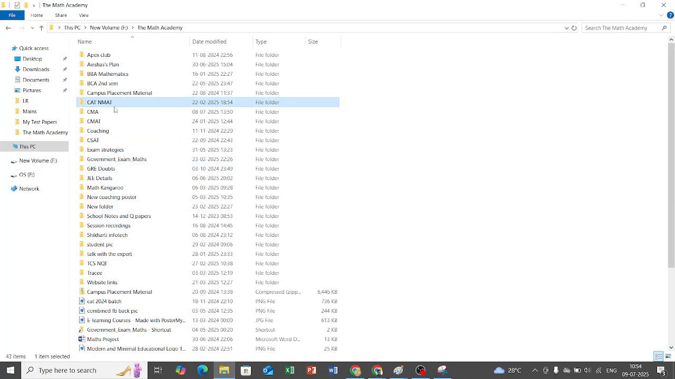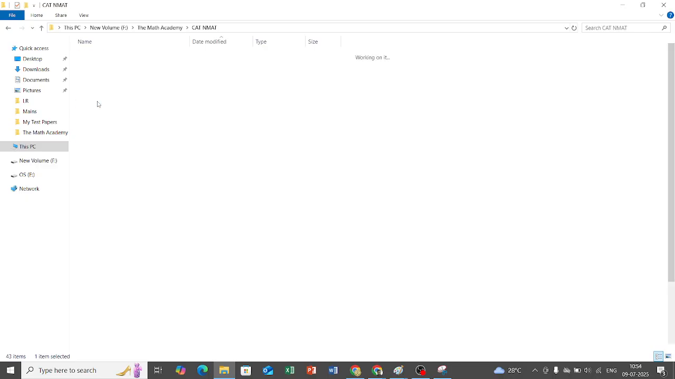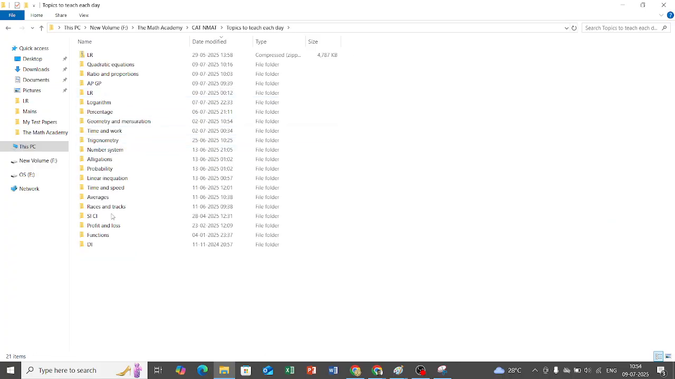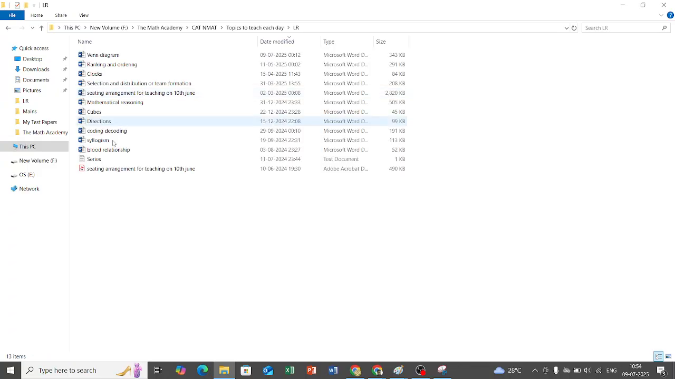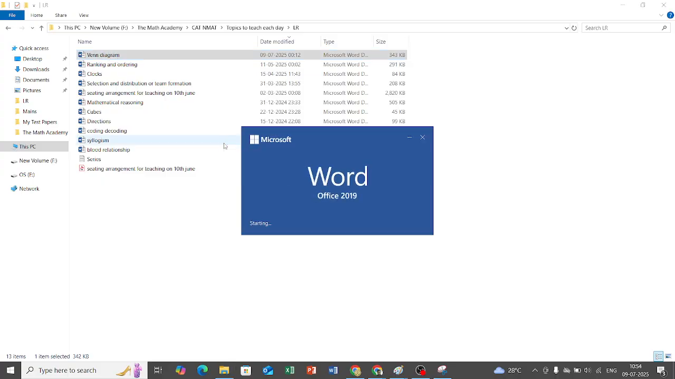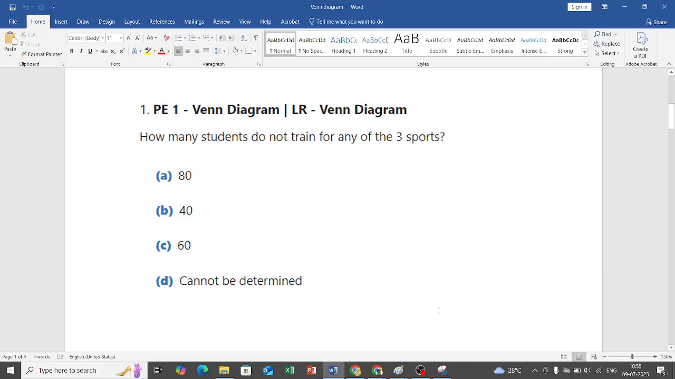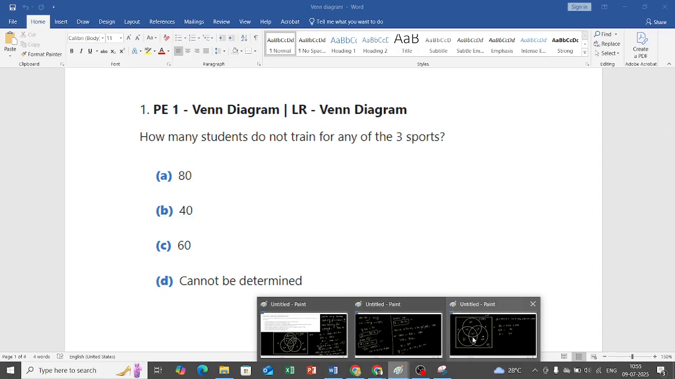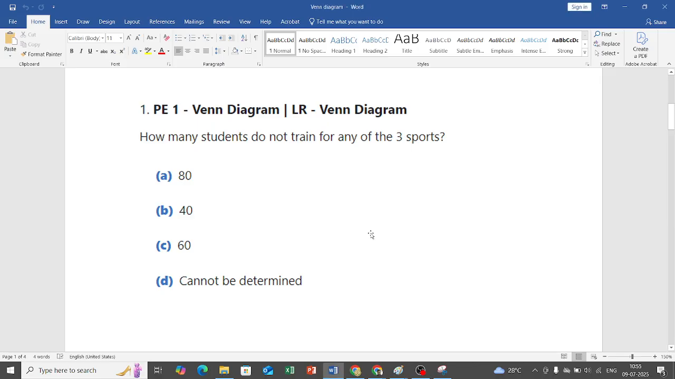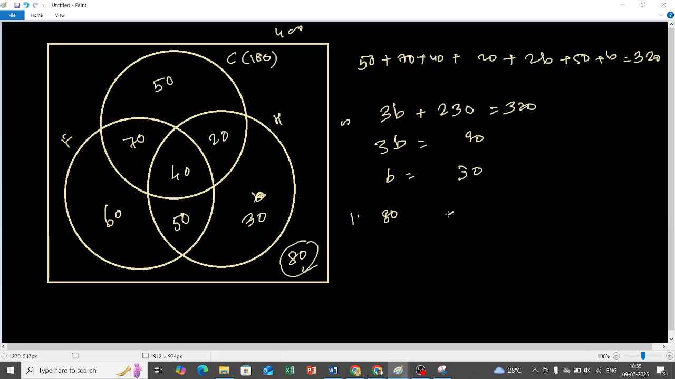Okay, now once we are done, we can easily go through the questions. How many students do not train for any of the three sports? 80 is the answer, right? 80 is the answer.